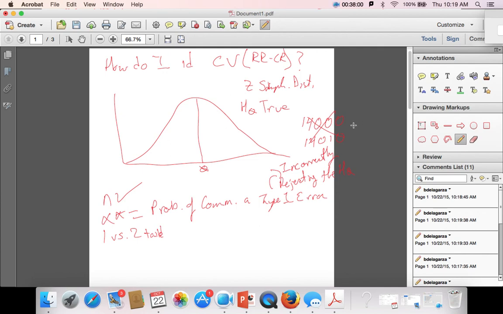So here what we're trying to do is avoid making that mistake where we say, yes, there's a difference between groups. In this particular case, yes, there's a difference between my sample mean and the population mean, when in reality there is no difference.